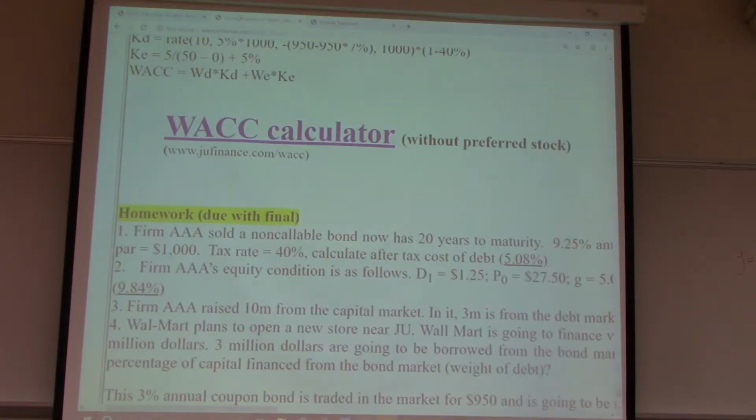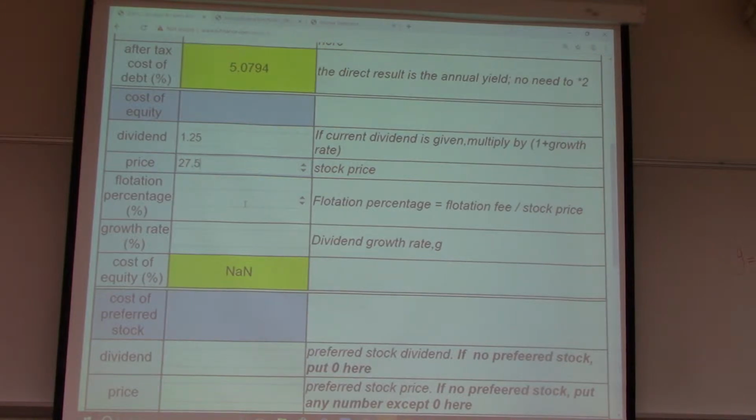So is this D0? Price is 27.5. Flotation is 6%. Growth rate is 5. So this is cost of equity. The equation is simply D1 divided by price times one minus flotation, 6%, plus G. This is KE, cost of equity. If you use this equation, it's 9.36.